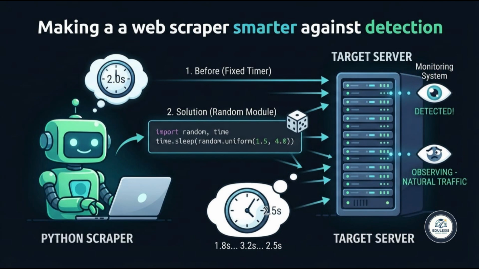To make our scraper even smarter and less robotic: fixed sleep timers can sometimes be spotted by advanced monitoring systems. Instead of sleeping for exactly 2 seconds every time, we can use Python's random module. By calling time.sleep(random.uniform(1.5, 4.0)), our script waits a random amount of time between 1.5 and 4 seconds. This variability looks entirely natural to server monitoring tools.